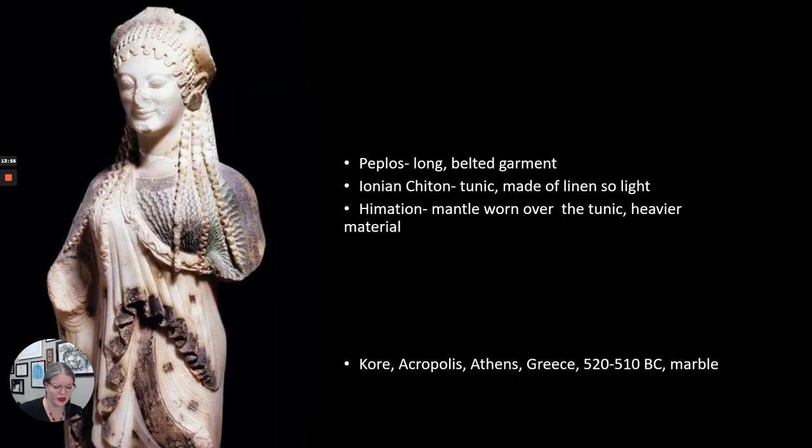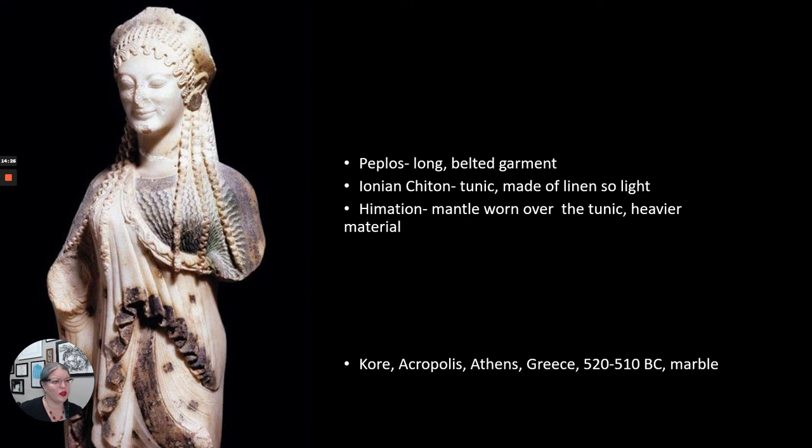Okay, let's look at another one. This is a kore. She is in an Ionian dress. So this is a particular style of clothing. It's an Ionian chiton, is technically what it's called, which is like a tunic. It's made out of linen, so it's very, very light. She has a peplos under it, which is this long belted garment that the last person was wearing. And she has a himation, which is a mantle that wraps around and is worn over it. It's a little heavier material.